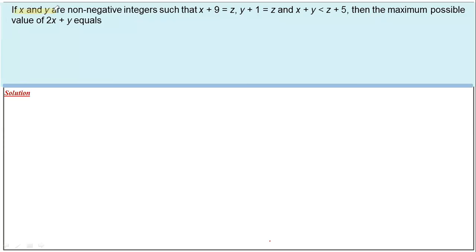If x and y are non-negative integers such that x plus 9 equal to z, y plus 1 equal to z, and x plus y less than z plus 5, then the maximum possible value of 2x plus y equals to what?